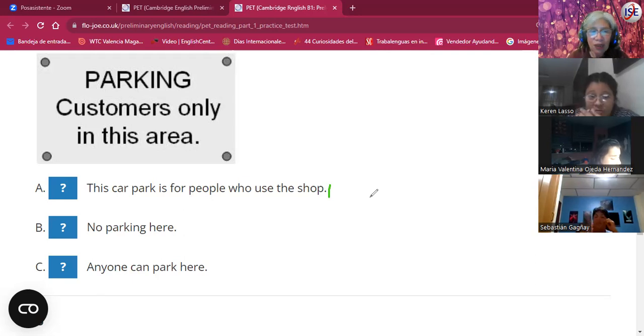Maria Valentina, which one do you think is the answer? Letter A. Sebastián, do you agree? Yes, letter A. Well, you're right. It is letter A. Why letter A? Because customers are the people who go to a shop to buy or to a store to buy something. Okay, in this case, what you need to know is vocabulary. Customers buy things. Clients pay for a service. Be careful with that distinction.